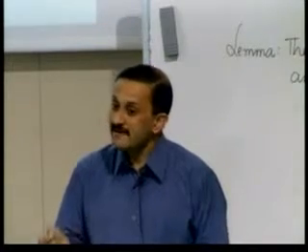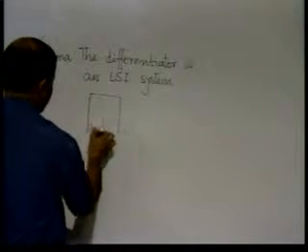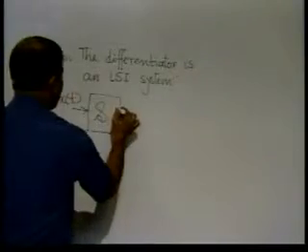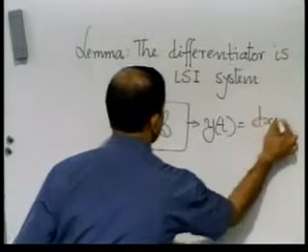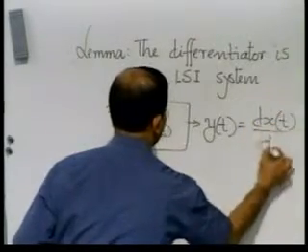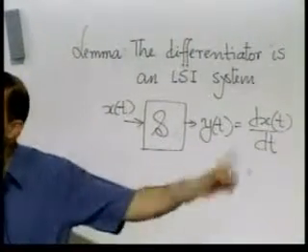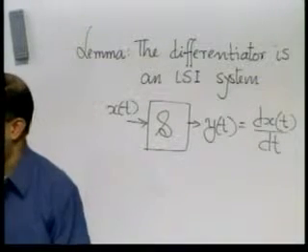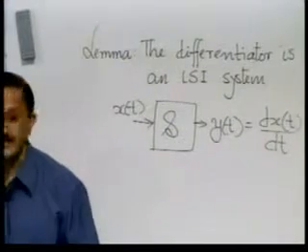I am showing that if I think of the differentiator as a system, that means if I have the following system S, where when you feed in x(t), the output is y(t) given by dx(t)/dt, then this system is linear and shift invariant, right? Actually, it's not at all difficult to show. Linearity follows almost trivially. It follows from the linearity of differentiation.